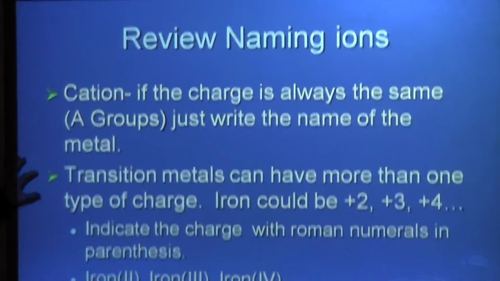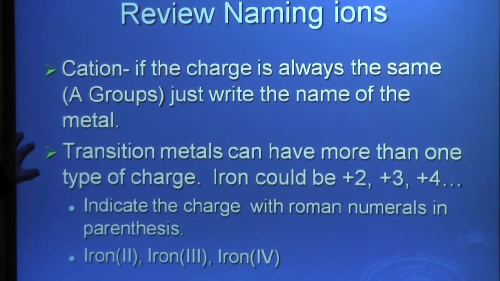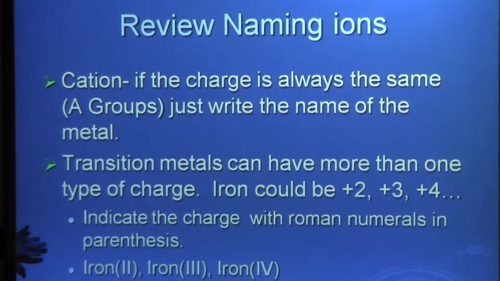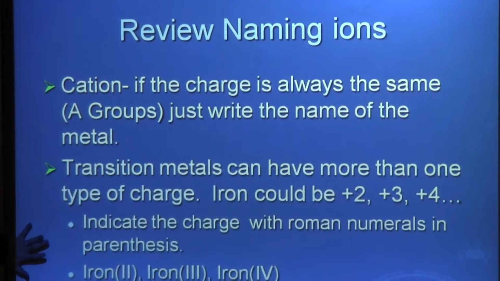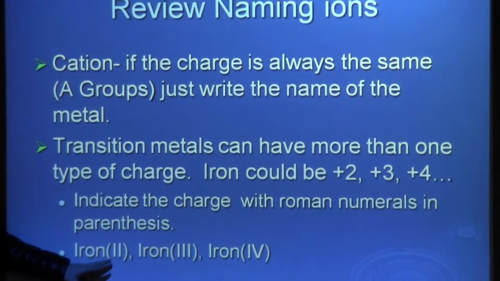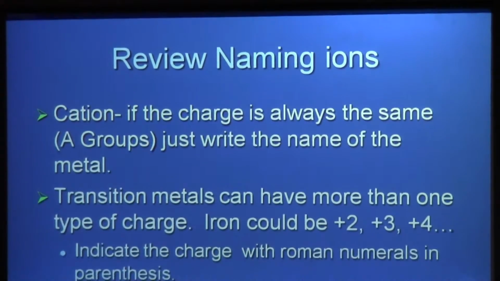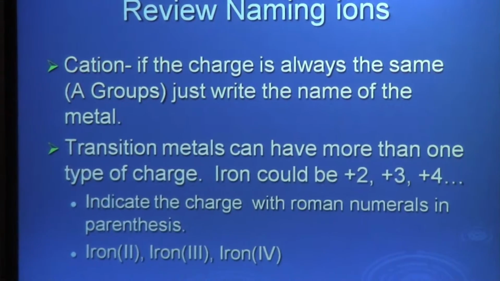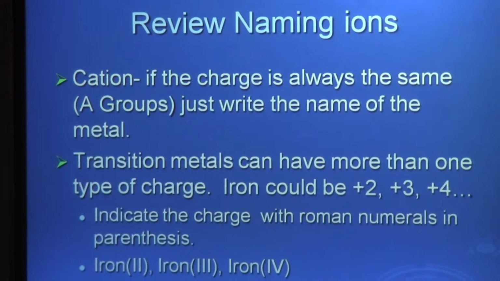Iron, for example, could be an iron +2, +3, or +4. So when we're naming our iron ions, we have to indicate the charge with a Roman numeral. So we have to say iron with a little 2 in Roman numerals, or iron with a 3, iron with a 4. That tells you that it has a +2, +3, or +4 charge.